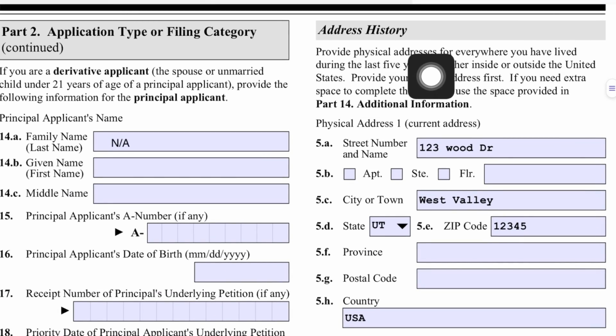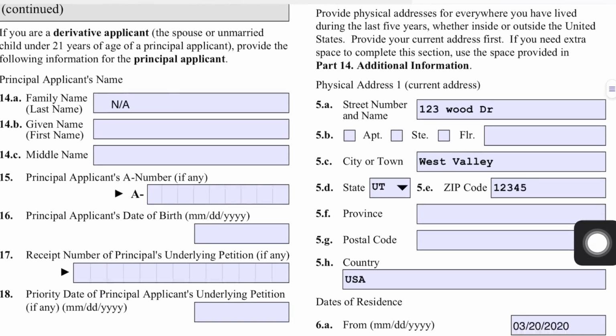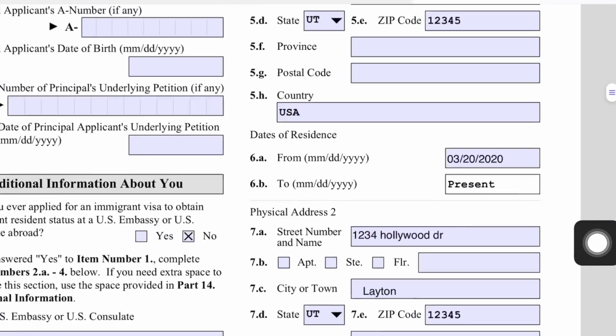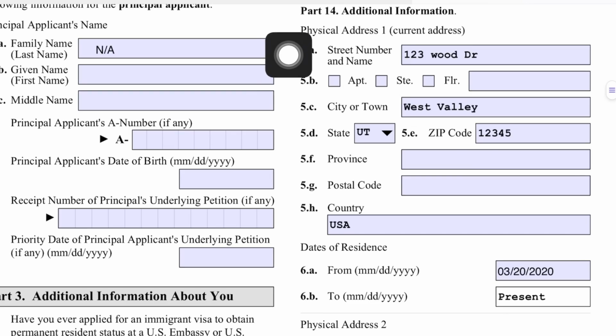Provide physical addresses for everywhere you have lived during the last 5 years, whether inside or outside the United States. Provide your current address first. If you need extra space to complete this section, use the space provided in part 14, additional information. So physical address 1 is your current address right now. So put your current address right here: 123 Wood Drive, West Valley, Utah, zip code, and the country.